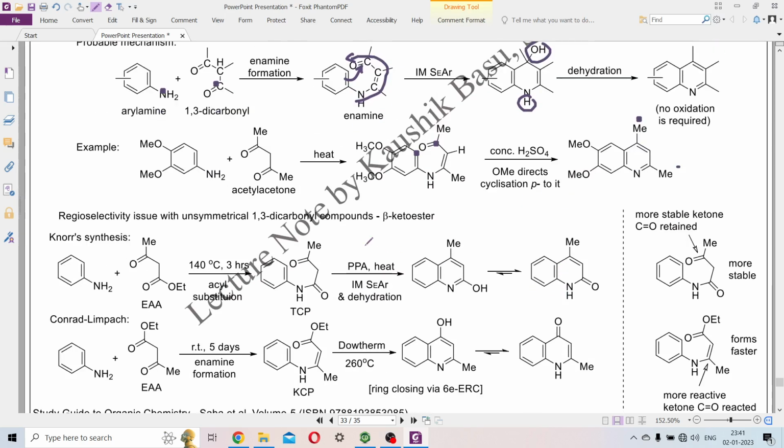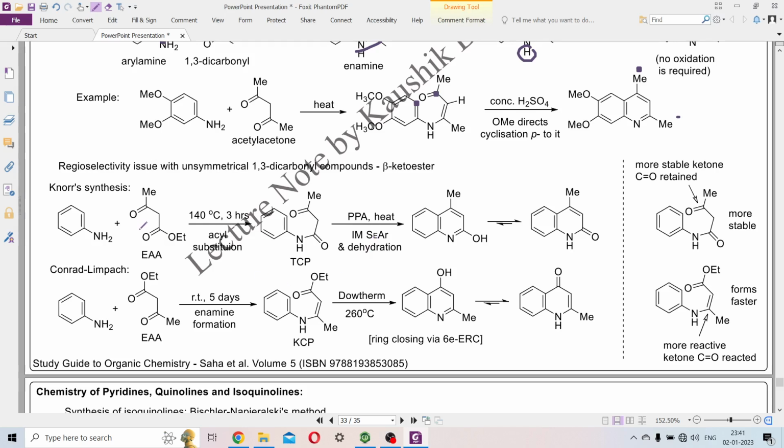Now, regioselectivity issues may crop up if we are using unsymmetrical 1,3 dicarbonyls like ethyl acetoacetate. If you do the reaction at 140 degrees centigrade for 3 hours, then it is the ester group which reacts with the NH2 to form this compound. Ultimately, intramolecular aromatic electrophilic substitution by polyphosphoric acid and subsequent dehydration will establish this linkage, which means we will have a double bonded O here and the methyl group here, the tautomer of which is this one. So hydroxy at 2 position and methyl at 4 position.